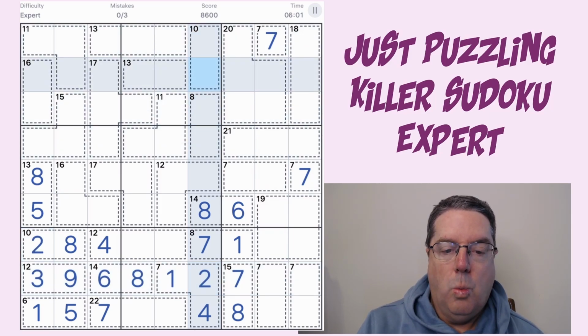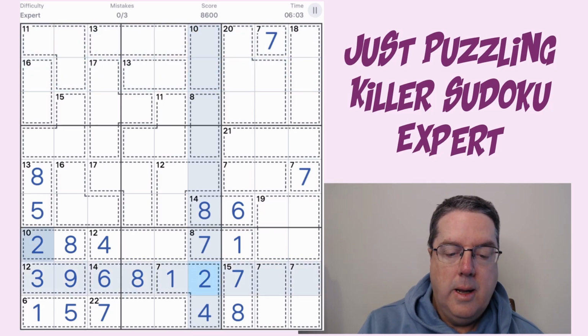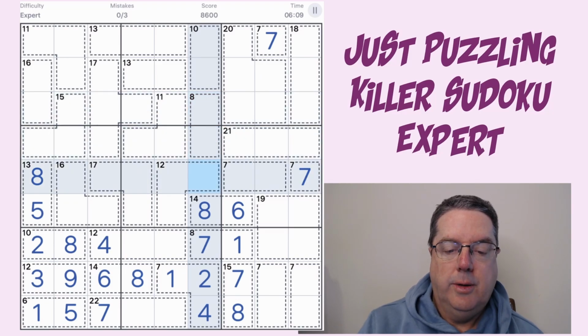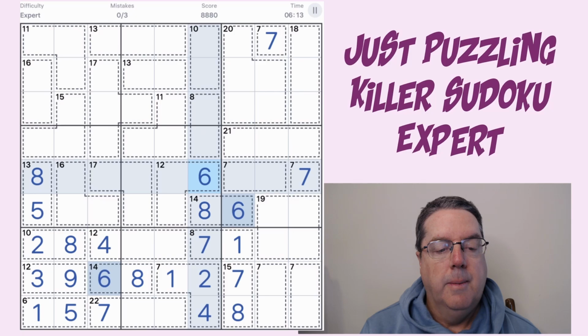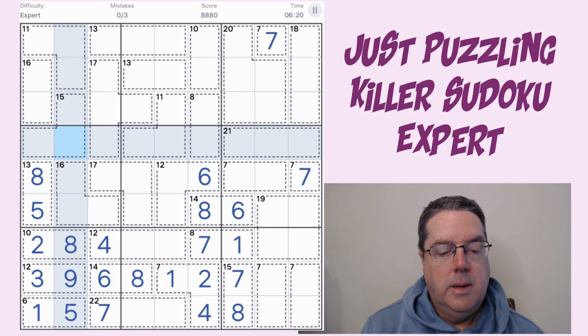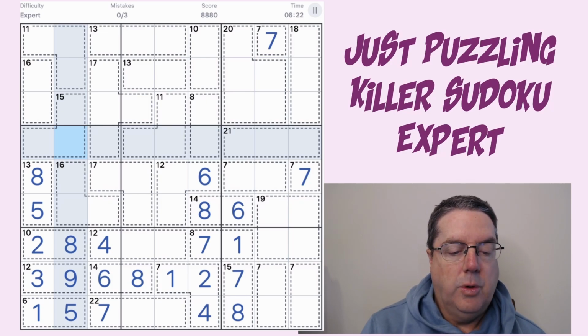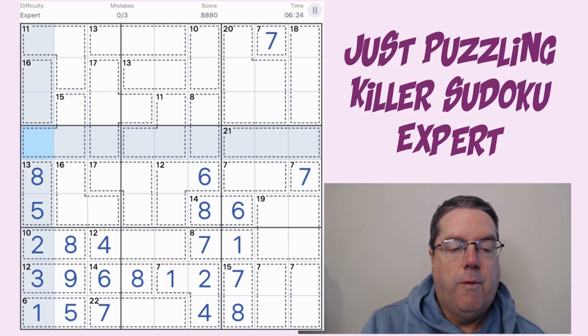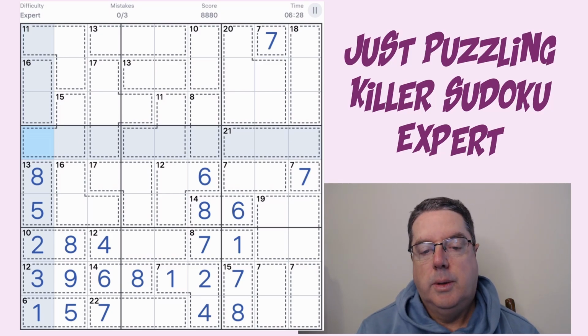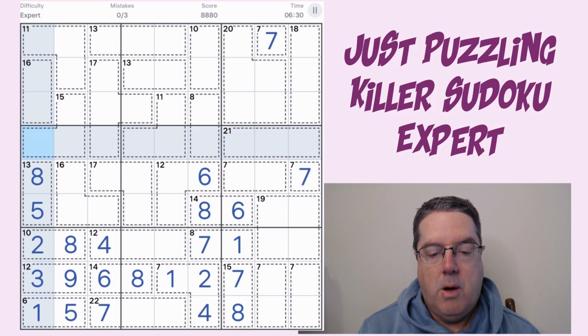So what have we got? 1, 2, 3, 4, 5, 6. So 6 must be there. Okay. What I now know is 6 is in one of those two digits there. Alright, so let's have a look. 1, 2, 3. So I need a 4 in one of those two, or a 6. 8, 1, 3 and 5.